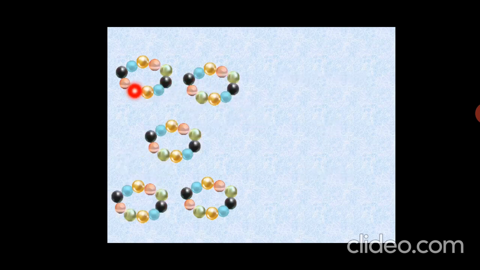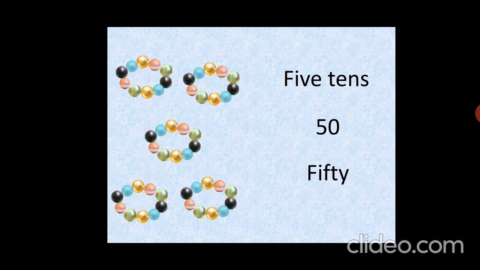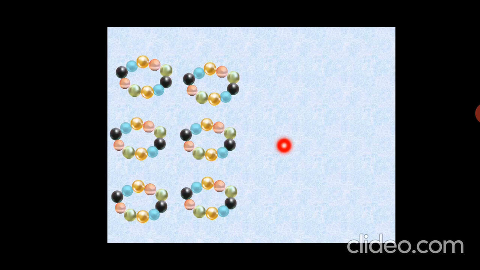Now here there are 5 sets of 10s. 1, 2, 3, 4, 5 sets of 10s. In one set of 10s we have 10 beads. Another set of 10 we have 10 beads. Third set of 10 we have 10 beads. And fourth set of 10 we have 10 beads. Fifth set of 10 we have 10 beads. Total we have 5 sets of 10s. 5 sets of 10 means it is 5 tens. 5 tens means 50. What is the spelling of 50? F-I-F-T-Y, 50.